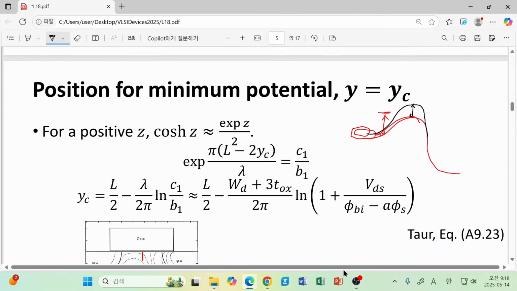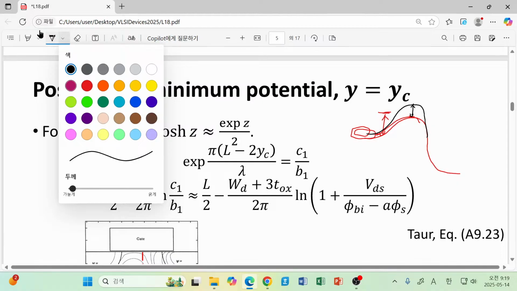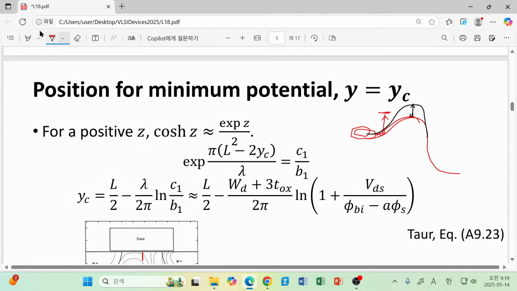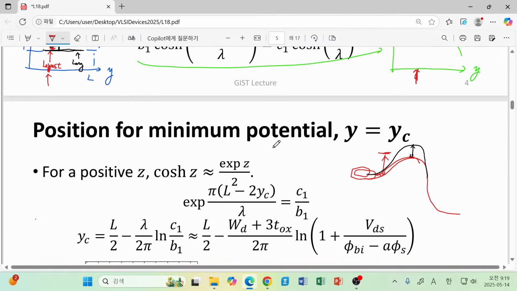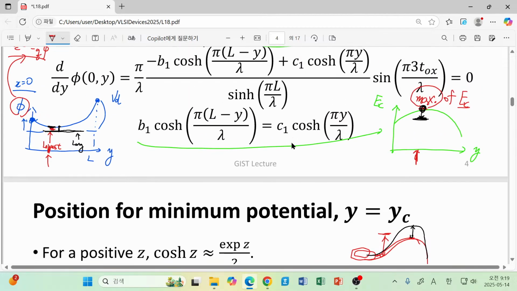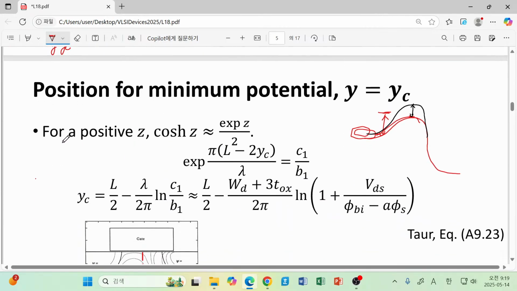So I already explained this one a few times already, but I wanted to repeat it once again. Therefore, that's the motivation to find out where it is, what is the position for this lowest potential, and what is the value of this potential increase. That is shown here. So please just have a look at it.